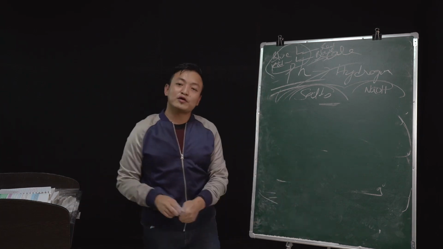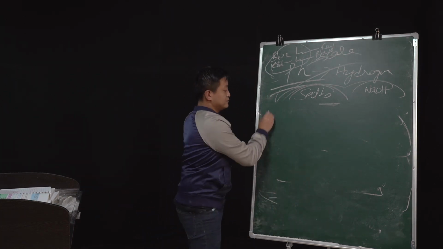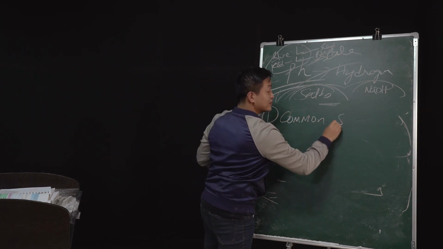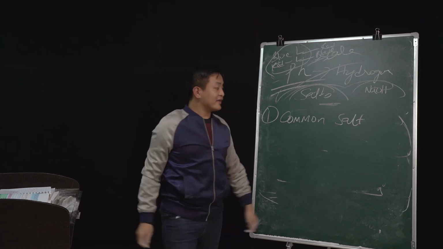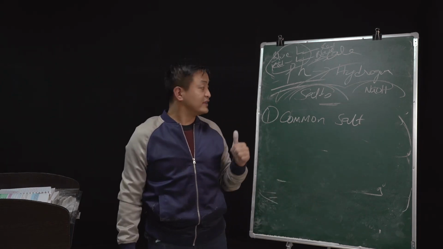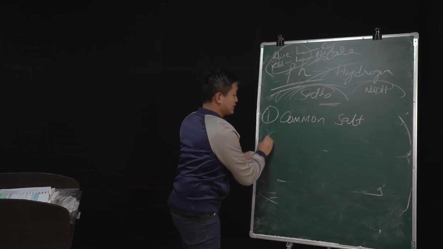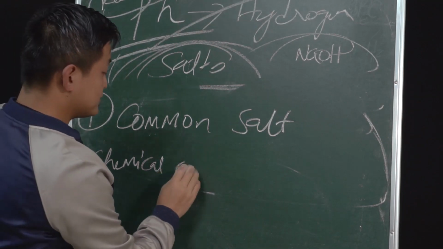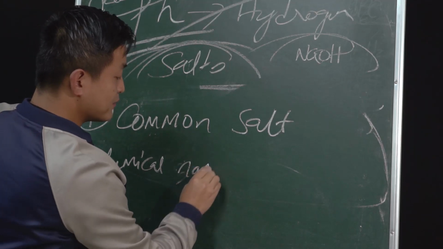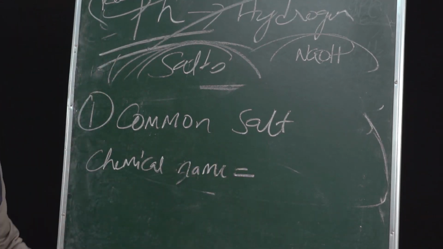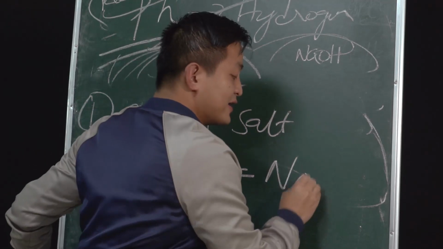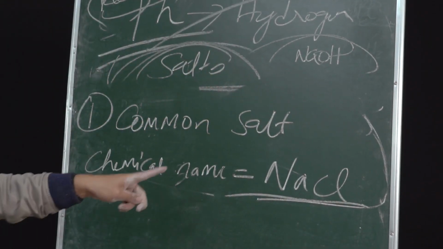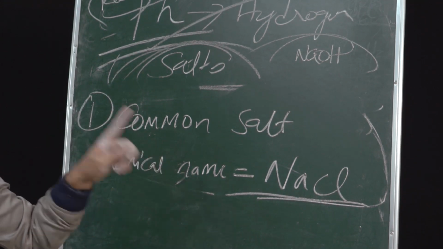So first, let's talk about the common salt. The chemical name for this common salt is NaCl. Clear? And this salt is considered to be neutral.